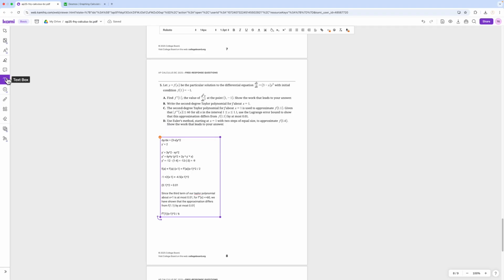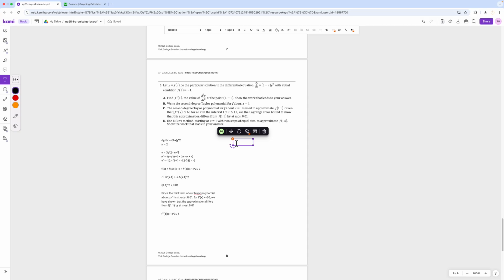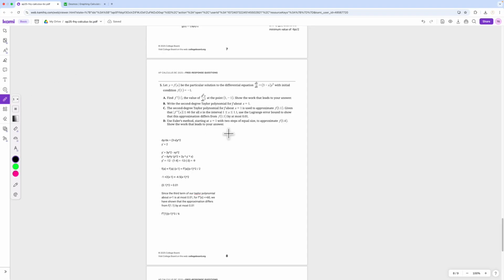And now we're on to the Euler's method question. And this one is going to involve quite some multiplication. So using Euler's method, starting at x equals 1, you have to use 2 steps of equal size to find f of 1.4. So let's start writing. We need to make a table. We have our x, our y, and our y prime.